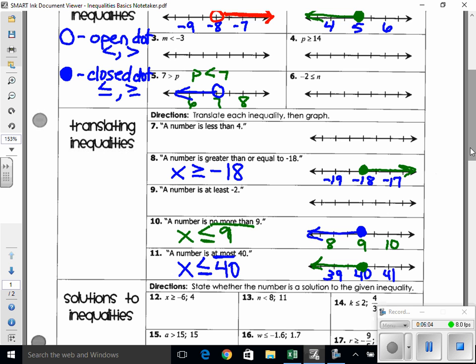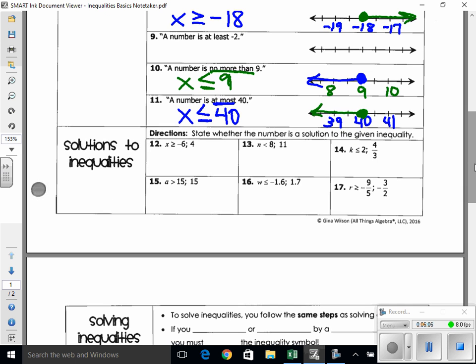Okay, so now when we go to the solutions part down here in the bottom, the directions say to state whether the number is a solution to the given inequality. So they're giving you a number on the other side of the semicolon that they want you to see, does it work? So for number 12, the number they want us to test out is the 4. So we're going to replace the letter x with that number. So we're going to write the statement 4 is greater or equal to negative 6.